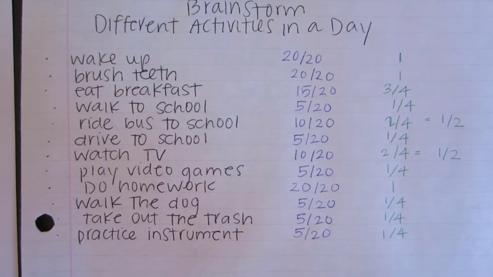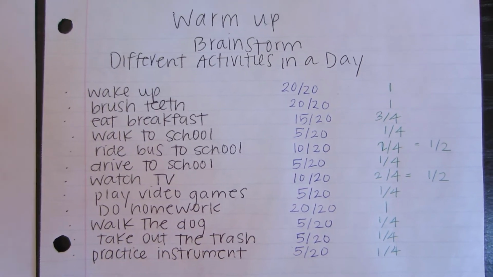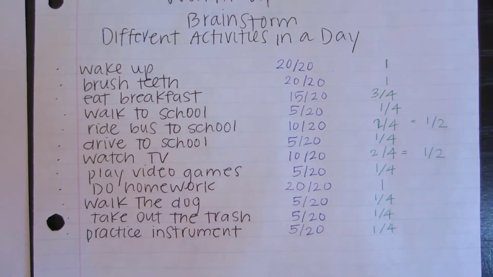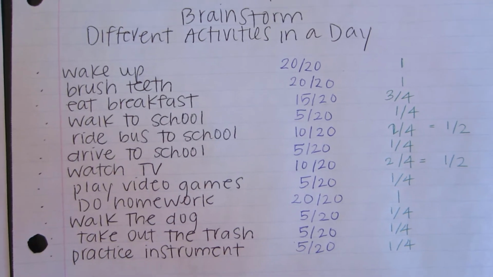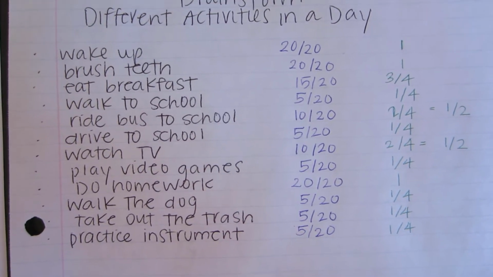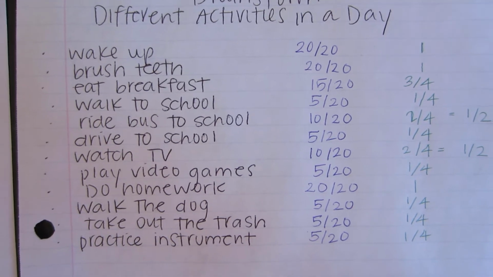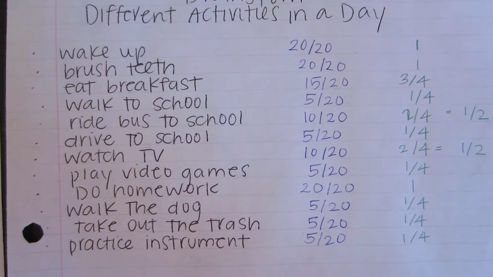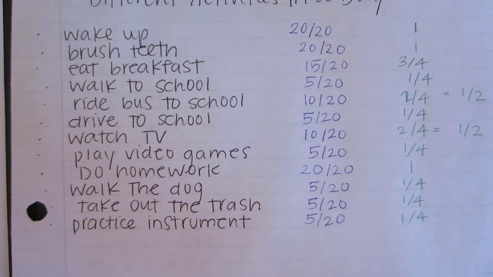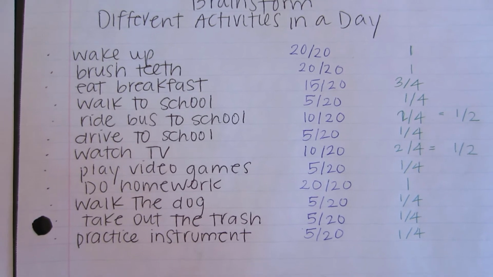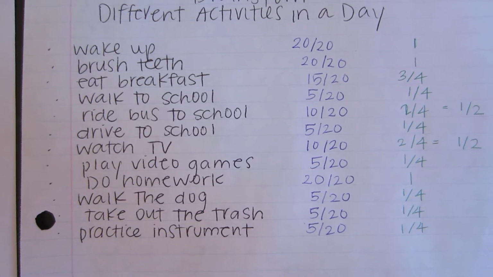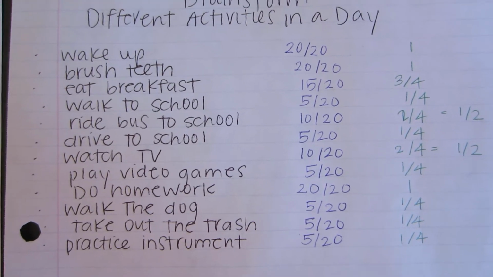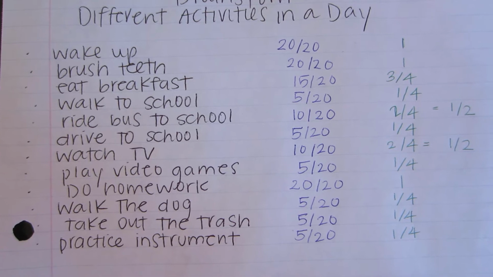daily. So then as a class, we would go together, and let's say I estimated a class of 20 students, and we would go down the list and write how many students do the activity out of 20. So wake up, it would be obvious that 20 out of 20 students would wake up daily. We're saying that 20 out of 20 students brush their teeth daily. Hopefully all the students are brushing their teeth daily. Eating breakfast is different. Not every student actually eats breakfast daily, so we're just going to say 15 out of 20 students eat breakfast daily.